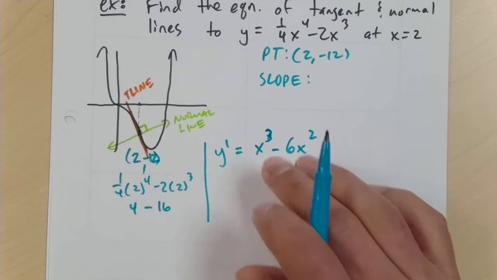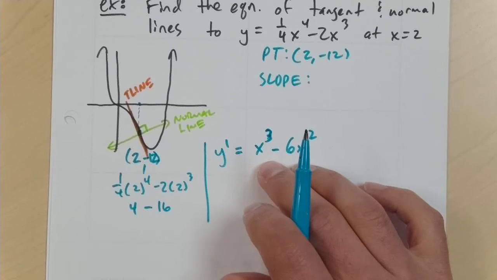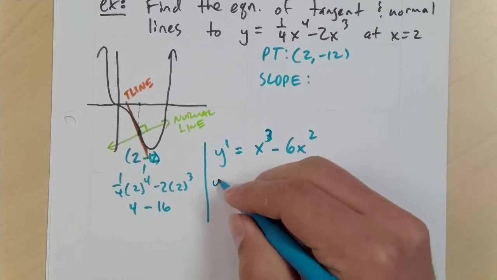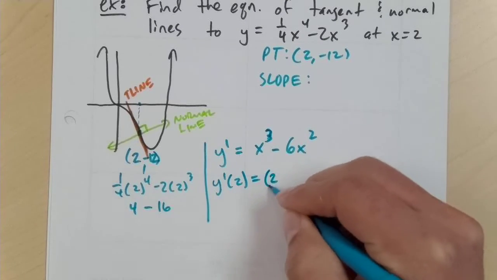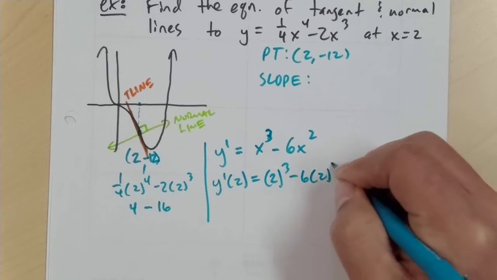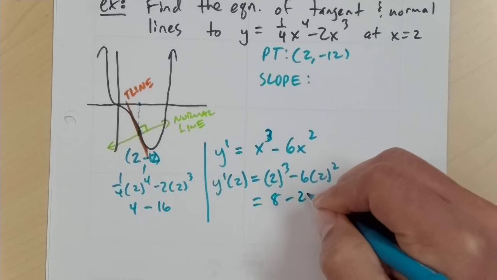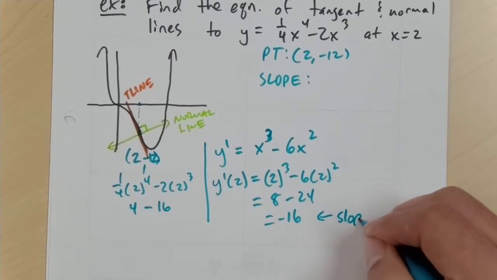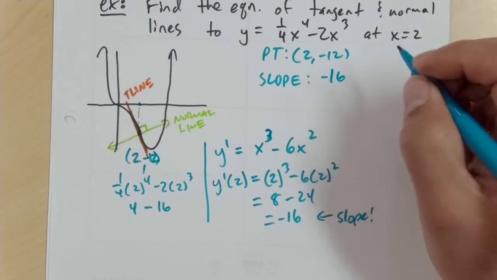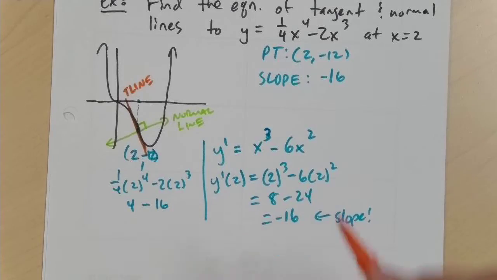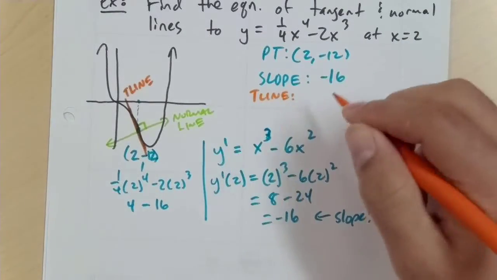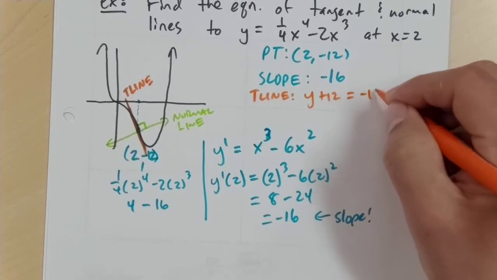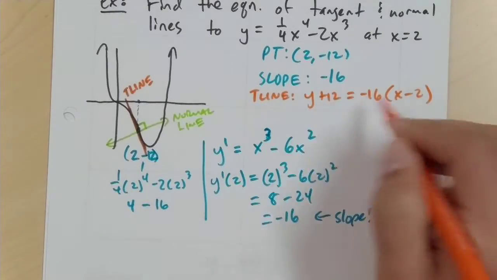This is the equation that gives us the slope or the rate of change at any point that we want to know about. And in this case, we want to know about x equals 2. So if I plug in 2, you get 2 cubed minus 6 times 2 squared. That'll be 8 minus 24, which is negative 16. There's my slope. Okay, so this is your slope. All right, and so for the tangent line, use point slope form. We just do y minus negative 12, so y plus 12 is equal to negative 16 times (x minus 2). And there's our tangent line equation.